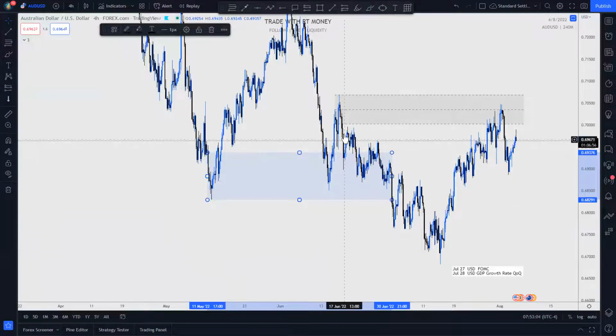This is the extreme of the reaction to this demand. That's where you want to look. And you see how price has good, efficient price action to the downside from here. There are no price gaps, fair value gaps or imbalances. So this is the last one.